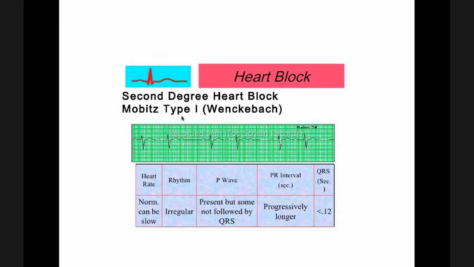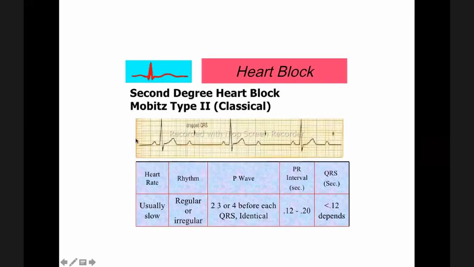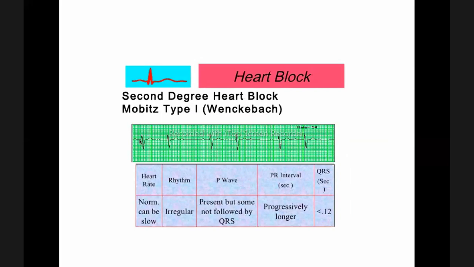Mobitz 1 is better than Mobitz 2. In Mobitz 1, the PR interval progressively becomes longer. If you look at it, even just by looking without counting, you can see it. This is shorter, then it gets longer. And then where it's supposed to come, it completely drops.